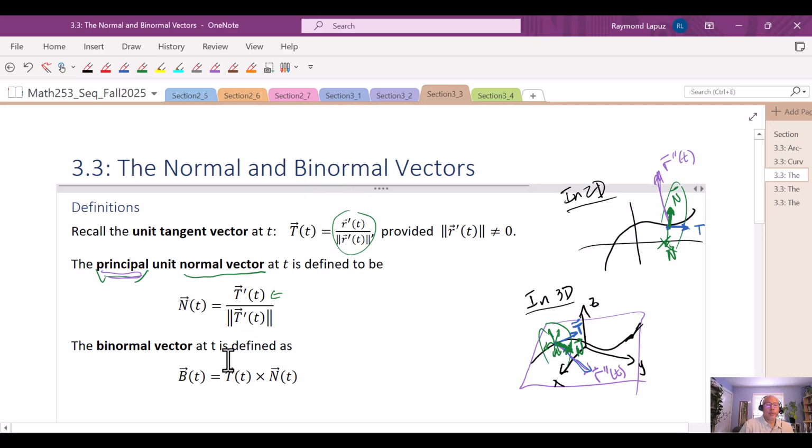Okay, the last one is the binormal vector. It's going to be the vector that's perpendicular to both the tangent and the normal vectors.